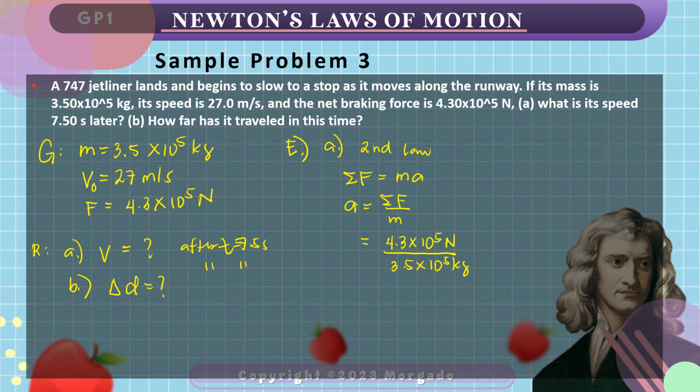Now, calculating the value, we get 1.23 meters per second squared. This is the acceleration of the plane. So from the moment the plane landed on the runway to say 7.5 seconds, the object will experience a constant acceleration of 1.23 meters per second squared.